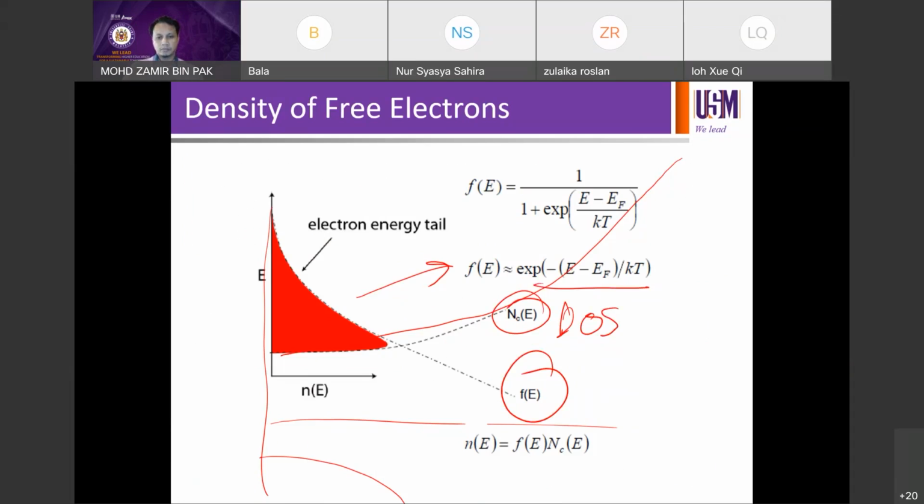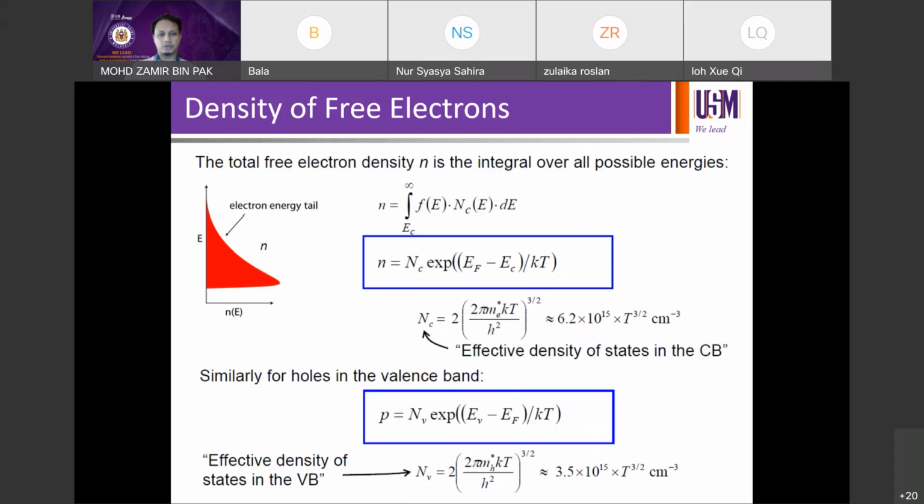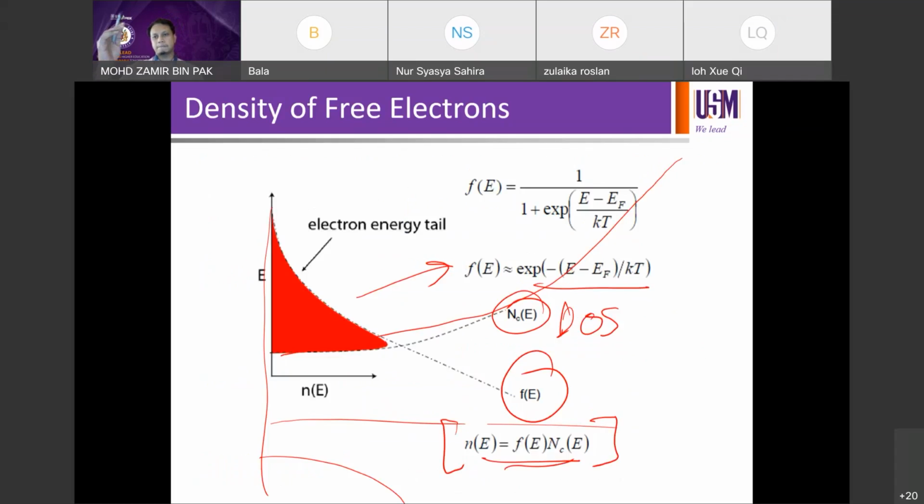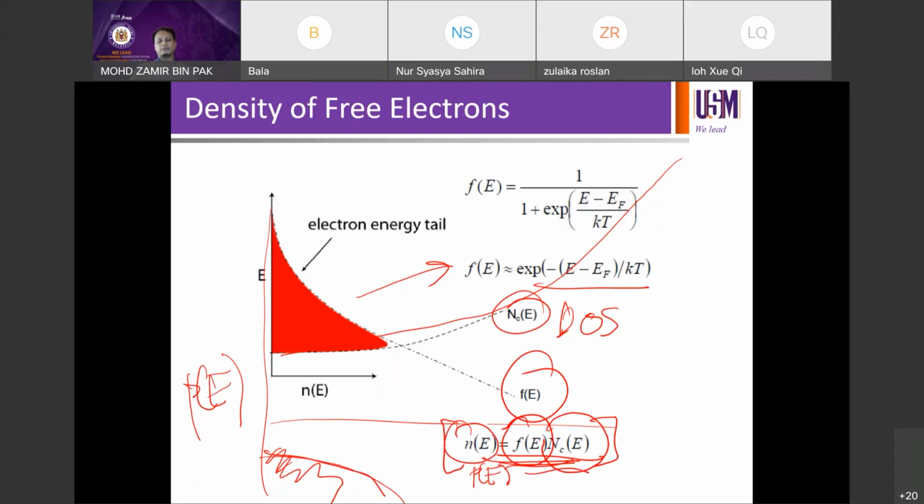F(E) equals the exponential of this simplified version. Okay, so it's governed by this equation, F(E) times N_C(E). The same goes for P(E) as well. So if you're asked to sketch P(E), then it's going to be down here, the shaded region, and your equation becomes 1 minus F(E) times N_V(E) equals P(E), right? So it's the inverse of what you have here.